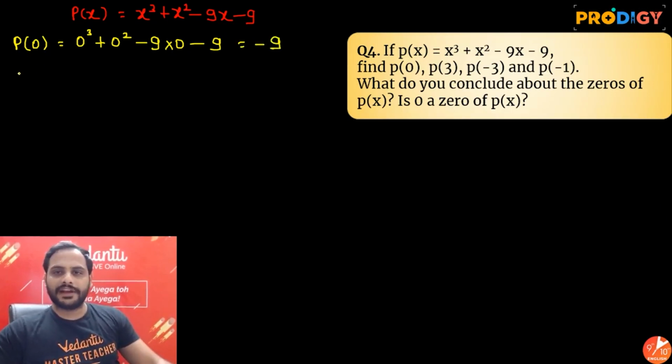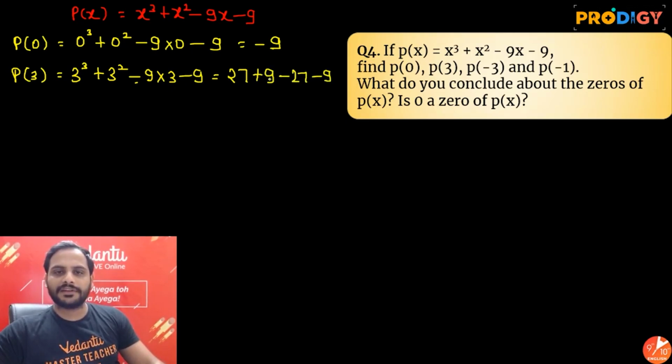So the value is minus 9. Second, P of 3. So it will be 3 cube plus 3 square minus 9 into 3 minus 9. So 3 cube is 27, plus 3 square is 9, minus 9 into 3 is minus 27, minus 9. So you can see everything got cancelled. P of 3 is equal to 0.